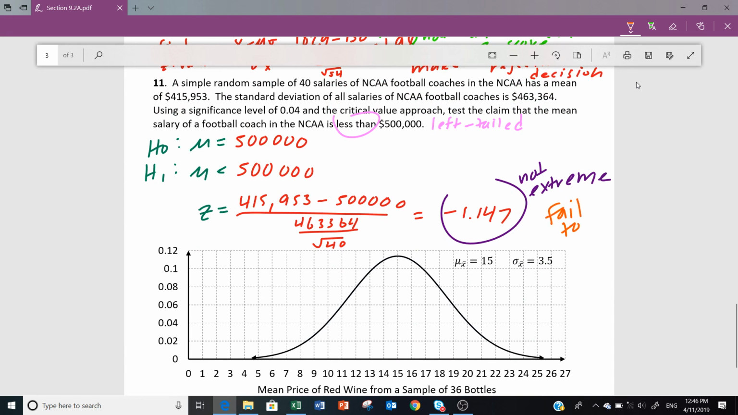When do we reject? We fail to reject when it's not extreme, and we reject when it is extreme.